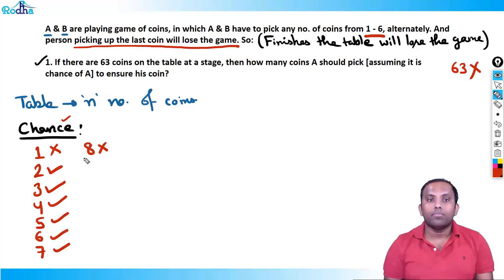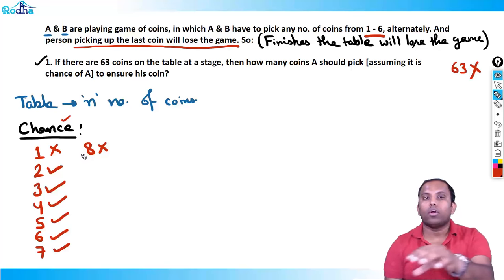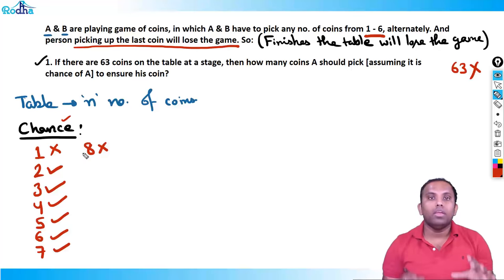Now again, nine. So both the players know that one and eight are the losing numbers. Whosever chance it is, if one coin or eight coins are left on the table, he or she will lose the game, right? If nine coins are on the table, will I favor it? Yes, I'll favor it, right?